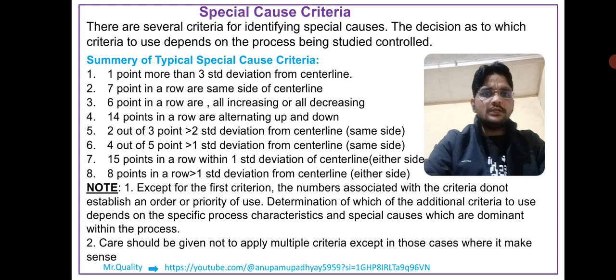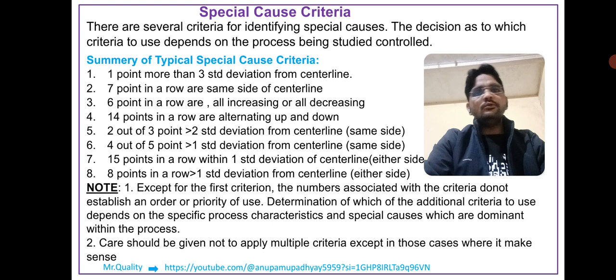First: 1 point more than 3 standard deviations from the central line is a special cause. 7 points in a row on the same side of the center line, either upside or lower side. 6 points in a row increasing or decreasing, either upside increasing or downside decreasing. 14 points in a row alternating up and down is also a special cause criterion.